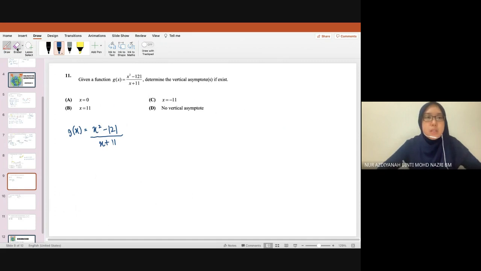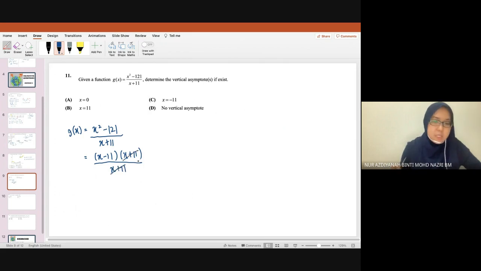Okay, so apa yang kita nak cari adalah value yang jadikan kita punya function ni undefined. Okay, so this function kita boleh simplify dulu. Okay, x square minus 121 we can factorize to x minus 11, x plus 11. Okay, sebab kalau kita expand kat sini, kita akan dapat x square minus 121. So, here, if we simplify x plus 11 and x plus 11, kita boleh potong. Okay, so that is how this function, we can simplify this to x minus 11.